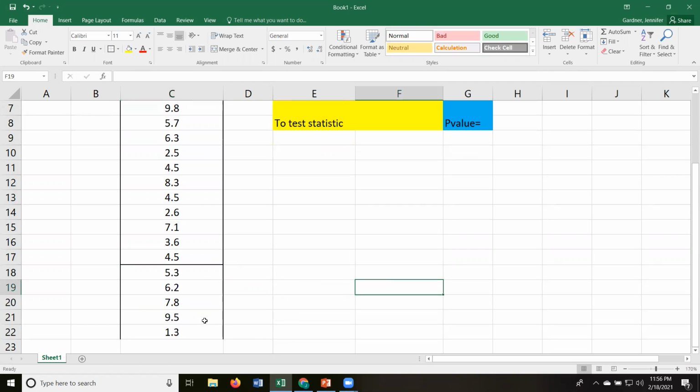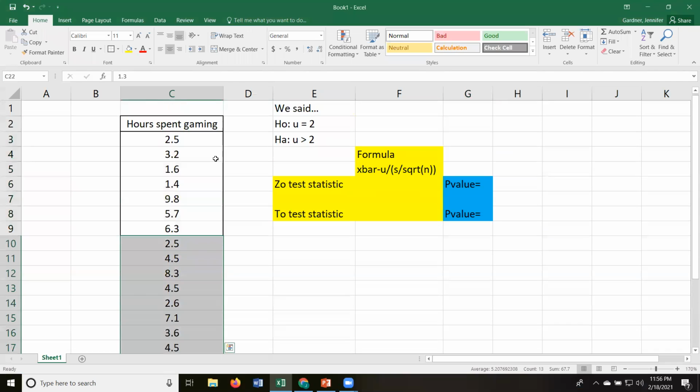Okay, so we have 20 numbers here, all 20. And this is what we said. We said our null and alternate right here, that the mean was equal to 2 or the mean was greater than 2. Those are our options, this one being the null and this one being the alternate. And now this is the formula for test statistic. It says x bar minus the mean divided by the standard deviation over the square root of the sample size. That is our formula. So we need to find those things. We need the mean, we need the standard deviation, we need the sample size in order for this to work.